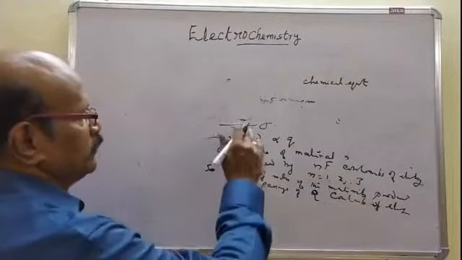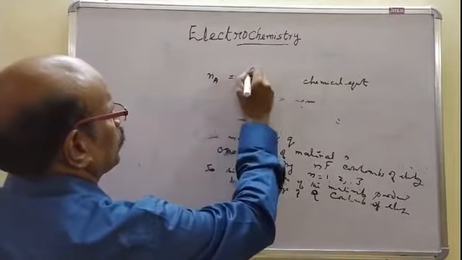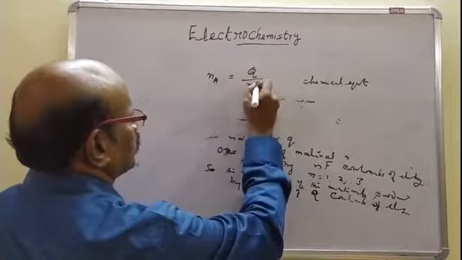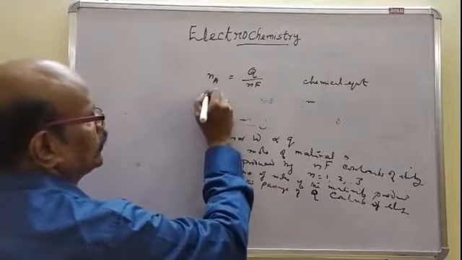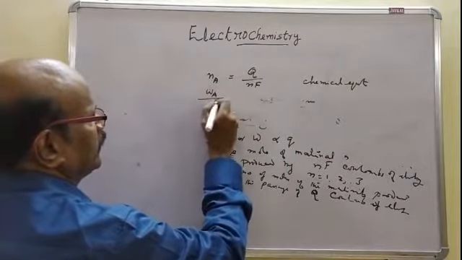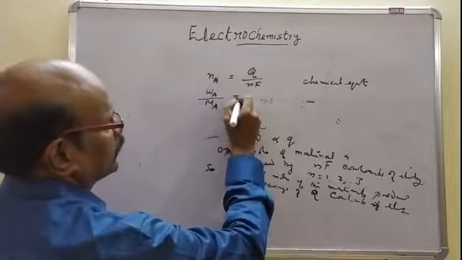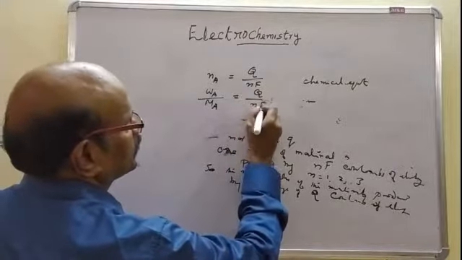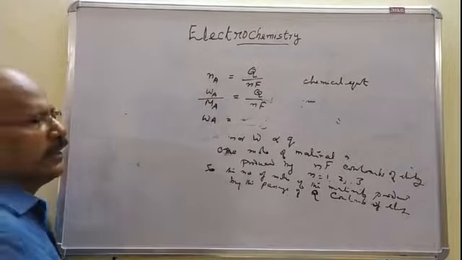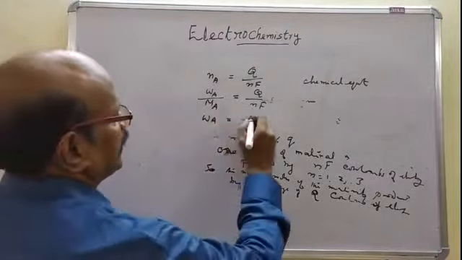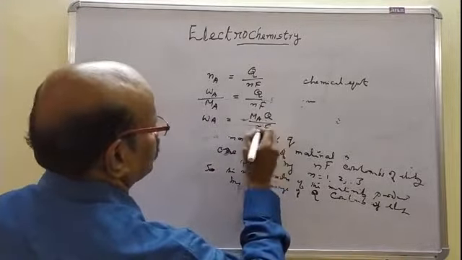Q coulombs of current is now: number of moles of any material Na is equal to Q divided by NF. As you know, the number of moles Na is equal to weight of the material divided by relative molecular mass of the material, that is Wa by Ma equal to Q by NF. Therefore, Wa, the amount of the material produced by the complete electrolysis, is Ma into Q divided by NF.